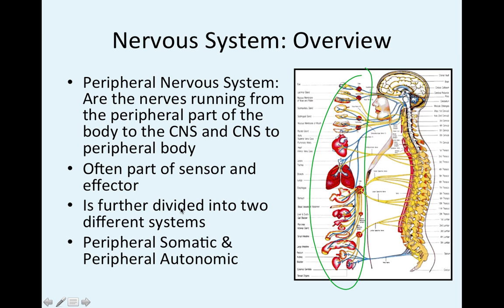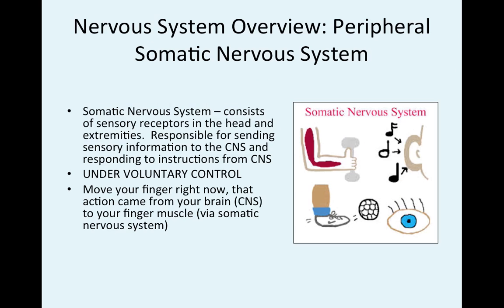Now, we have the peripheral nervous system subdivided into two different systems, the peripheral somatic and the peripheral autonomic. So the nervous system gets broken down into CNS and PNS. We're now in the PNS, the peripheral nervous system, and it gets broken down into peripheral somatic and peripheral autonomic. I know it's a lot of terminology, but that's what biology is. So the somatic nervous system consists of sensory receptors in the head and the extremities, and it's responsible for sending sensory information to the CNS and responding to instructions from the CNS.